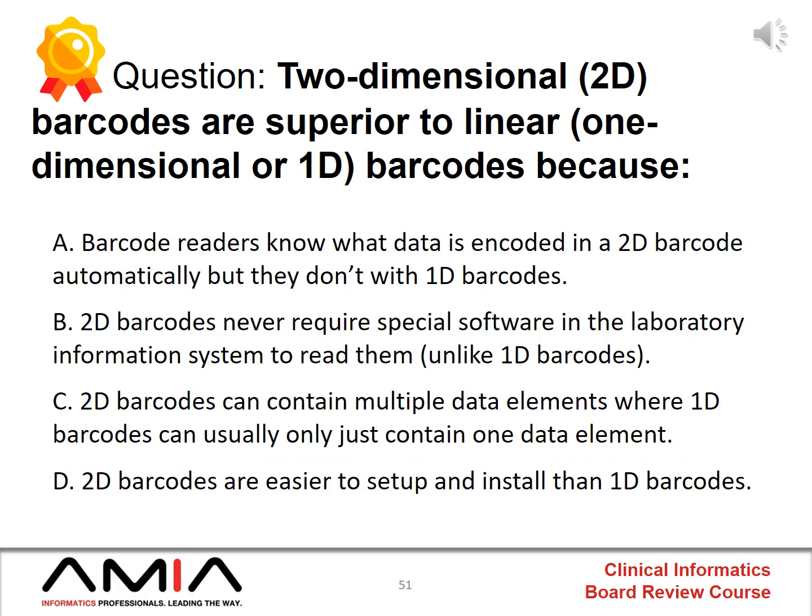Two-dimensional barcodes are superior to linear or one-dimensional barcodes because A, barcode readers know what data is encoded in a 2D barcode automatically, but they don't with 1D barcodes. Answer B, 2D barcodes never require special software in the laboratory information system to read them, unlike 1D barcodes. Letter C, 2D barcodes contain multiple data elements, where 1D barcodes can usually only contain just one data element. And D, 2D barcodes are easier to set up and install than 1D barcodes.